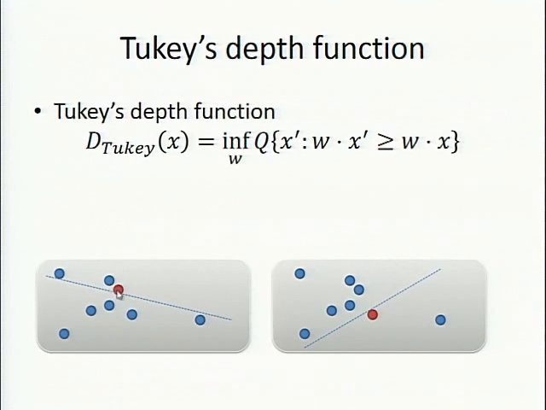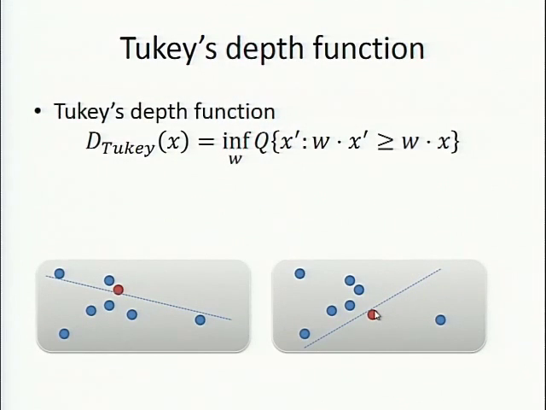Whereas for this point, the depth would be 3, because every hyperplane will have at least this point and 2 other points with it. So this point is deeper than that point. And again, once we have a depth function, automatically we get a median associated with it, which is just the deepest point.